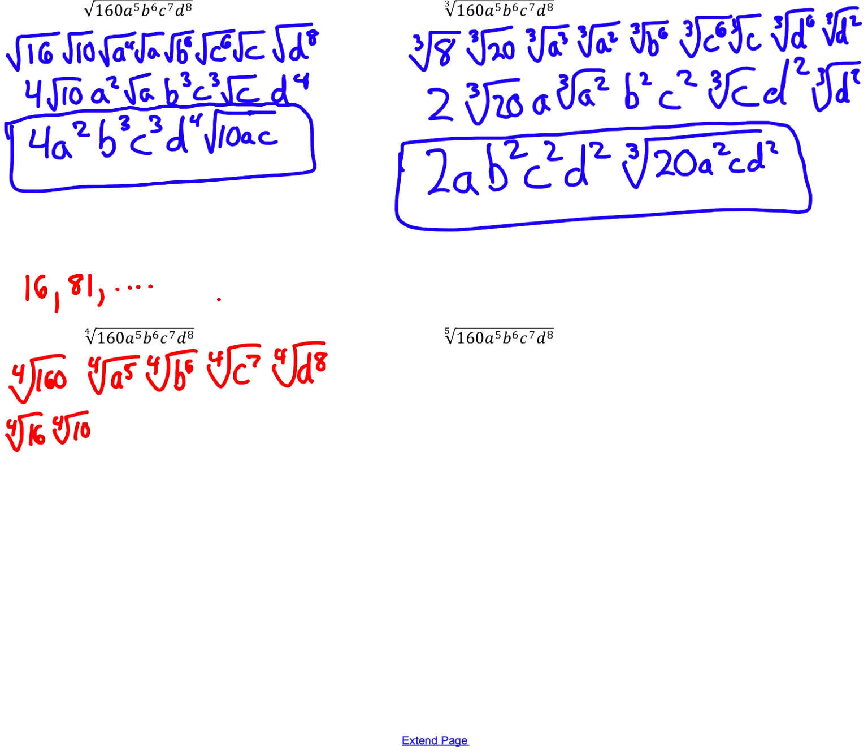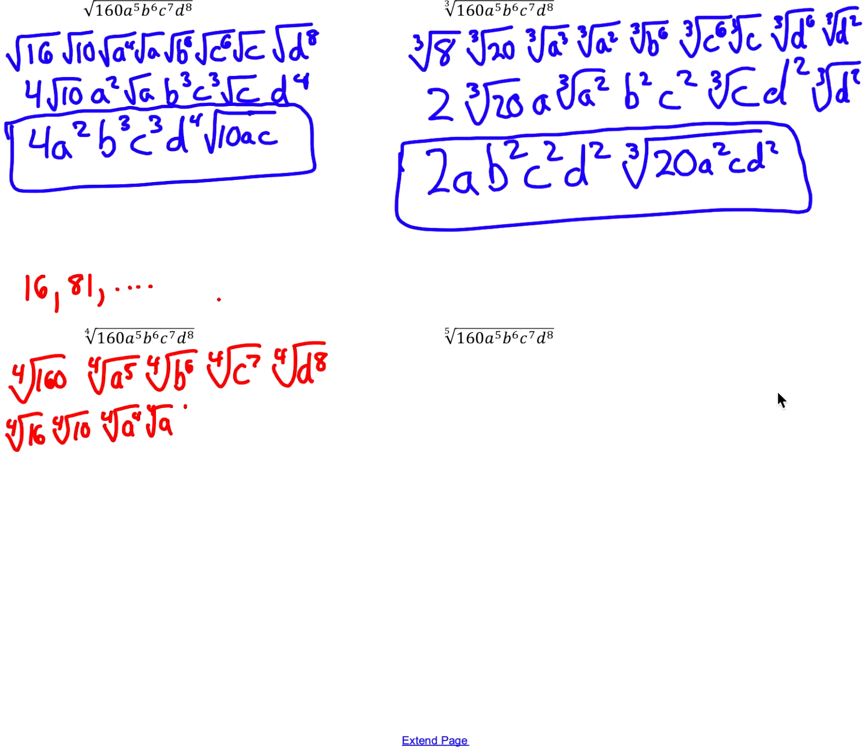And then think about what we did up here for the cube root. We wanted the highest multiple of 3 that was the exponent or lower. So for the fourth root, the easy way of doing this is the highest multiple of 4 that is the exponent or lower. So if I look at a to the fifth, I would split this up into the fourth root of a to the fourth. What's left over is a times the fourth root of a.